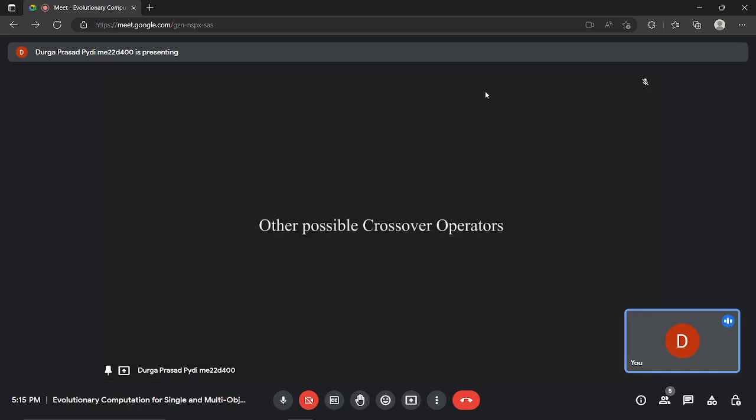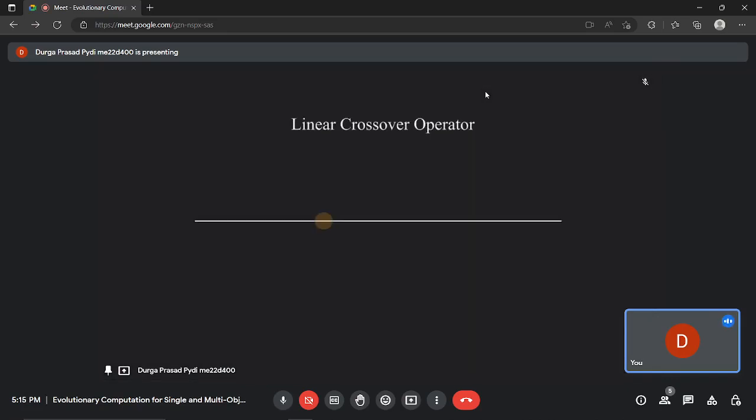These are not the only operators. There are other possible combinations of operators. The first one is a linear crossover operator. So just consider the same two parent solutions P1 and P2, which should be bounded within some values XL and XU.